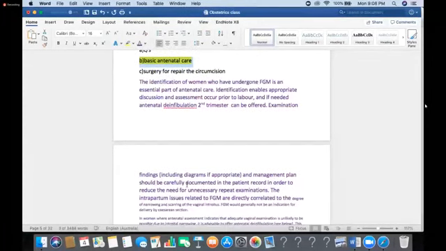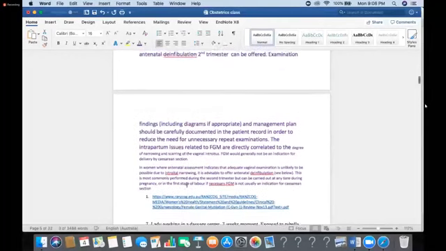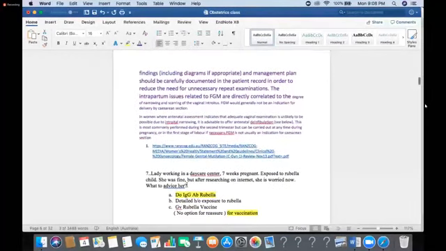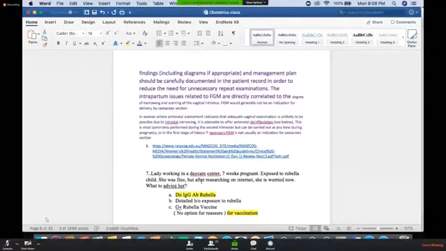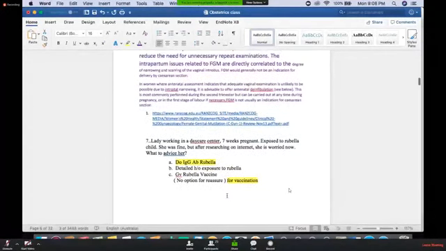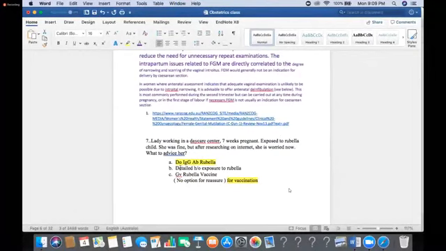Yes, doctor. Any questions? Any questions? No. Okay. Next, a lady working in a daycare center. She is 7 weeks pregnant, exposed to a rubella child. She was fine, but after researching on the internet, she is worried now. What advice will you give her?